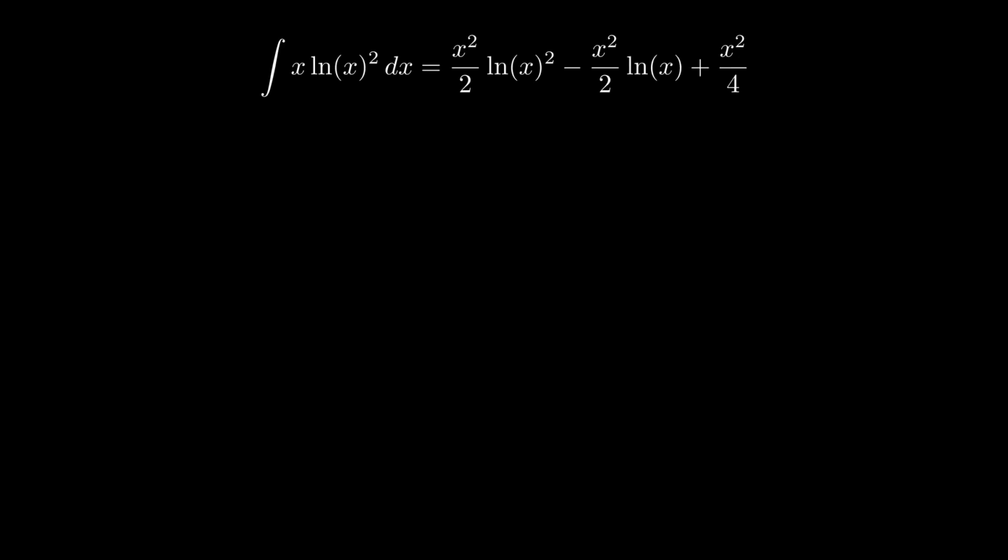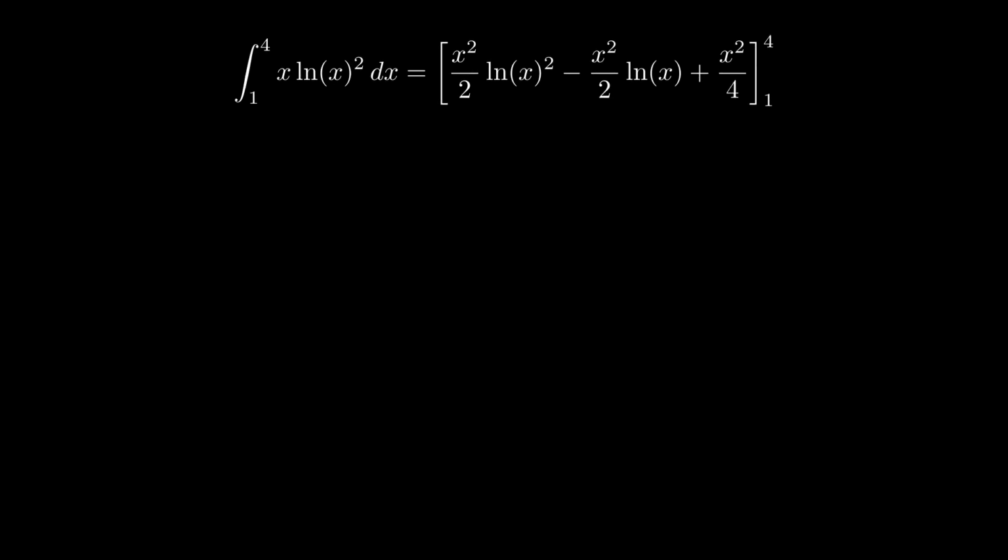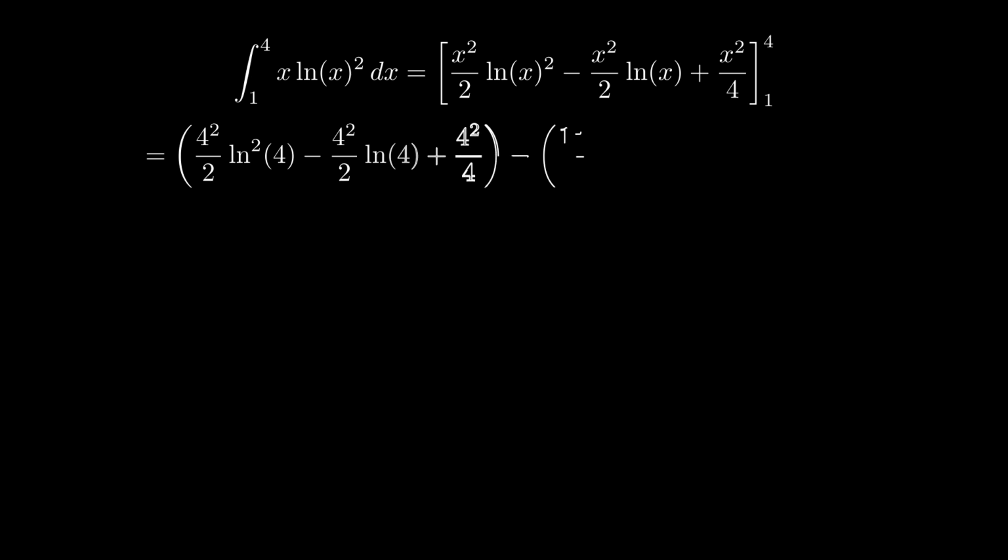For question B, we're going to take what we've just calculated and we're going to add some limits to it. We're to solve it between the limits of 1 and 4. So we start off with the upper limit. So everywhere we see x, we put in 4. So you've got 4 squared over 2 times log squared 4 minus 4 squared over 2 times log 4 plus 4 squared over 4. And then we subtract away the lower limit.